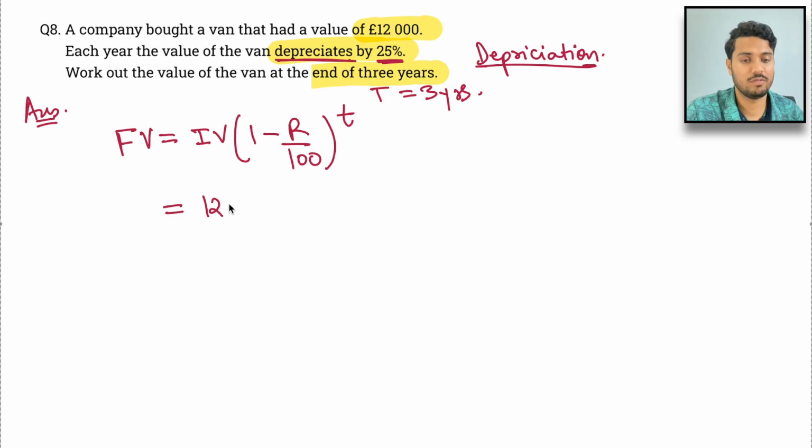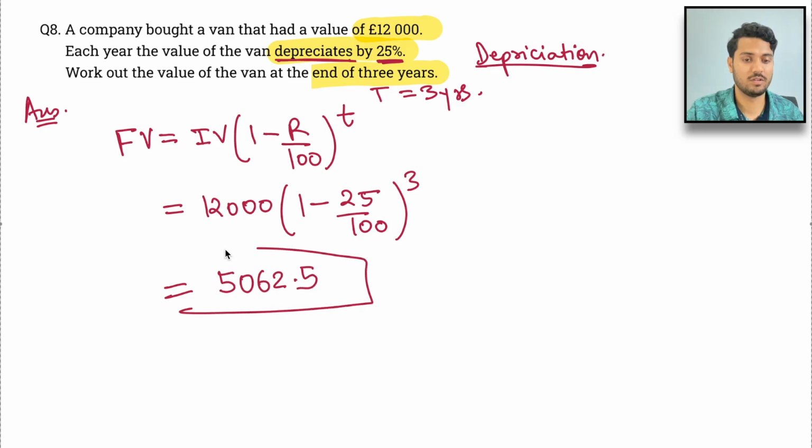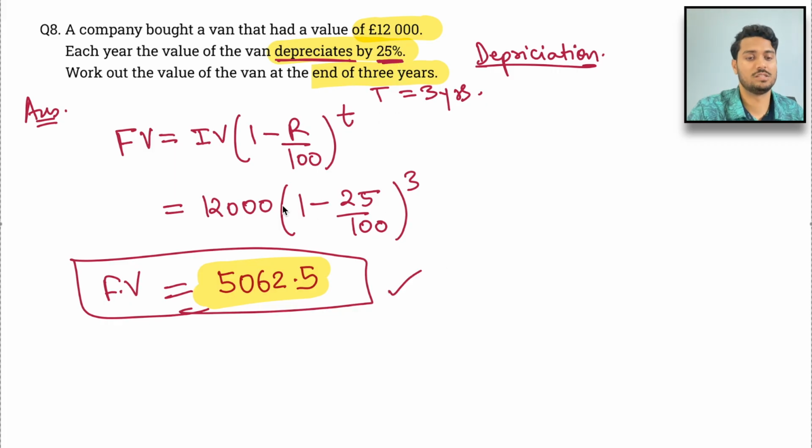So final value is going to be initial value, which is 12,000, multiplied by (1 minus rate of depreciation 25 upon 100) raised to t, that is going to be for 3 years. Put this value in the formula and we'll get the answer: 1 minus 25 upon 100 raised to 3, and I am getting 5062.5. So this is the final value of the car after 3 years, because it was depreciating at a rate of 25% per year. So this is the final answer.